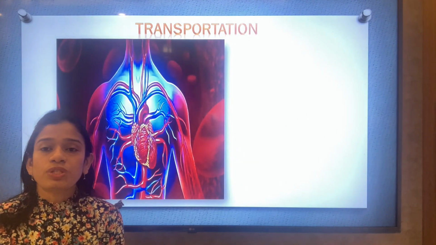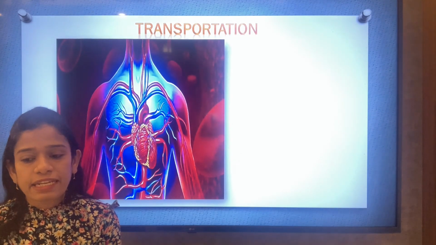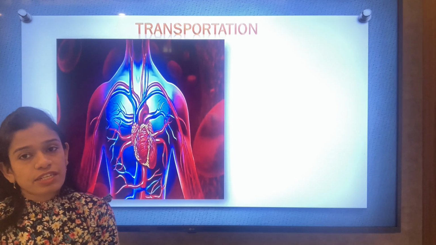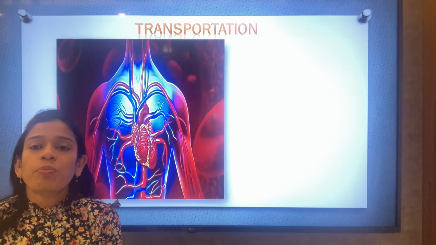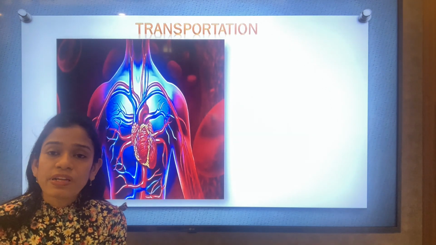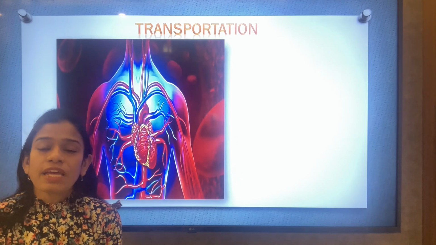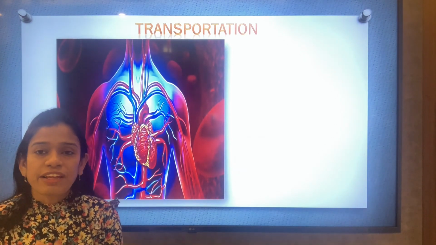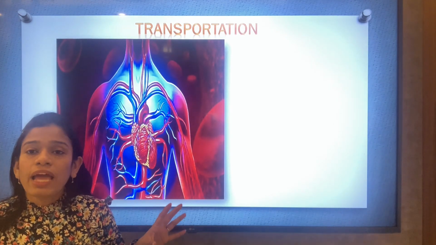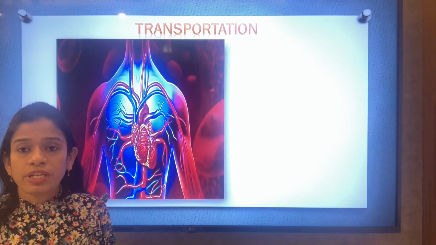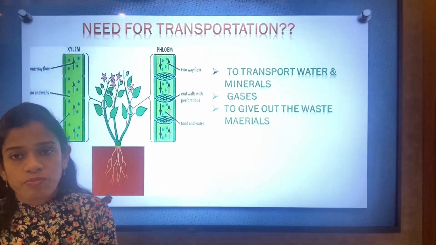Next, we move on to the third process of life processes, that is transportation and circulation. Transportation, as the name suggests, is the process in which materials are transported to different parts of the body. This is very important because some activities like respiration and digestion take place at a particular site. Now the total body has to receive it in order to function properly. So this is done by the process of transportation.